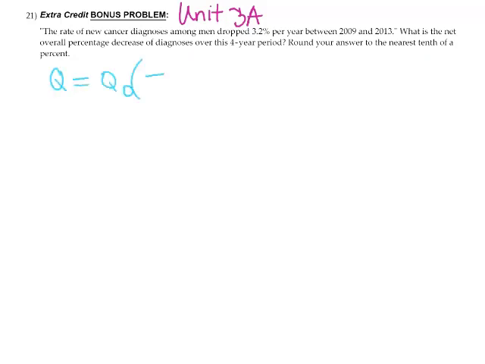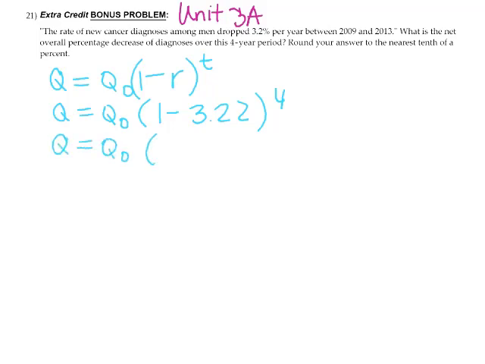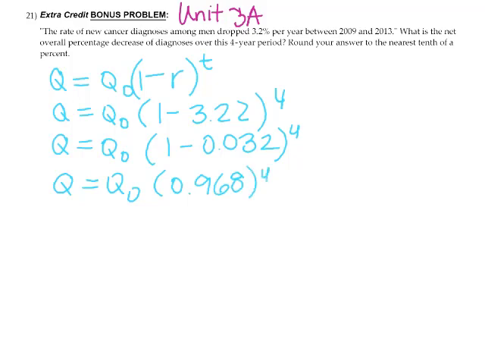Q equals Q naught times 1 minus R to the power of T. Okay, so Q equals Q naught times 1 minus 3.2%. That's our rate, to the power of 4. That's our time, because we have a 4-year period. So from here, we can continue to simplify. So we're going to change that 3.2% to a decimal. So we have 1 minus 0.032 to the power of 4. Okay, we're going to continue to simplify. So we simplify what's in the parentheses, and we'll get 0.968 to the power of 4.